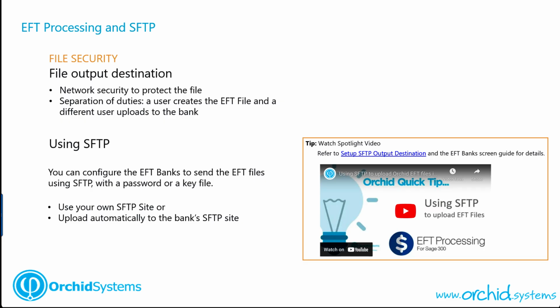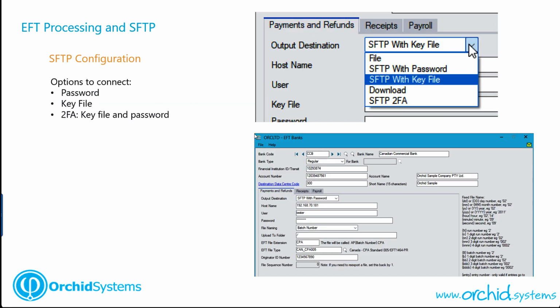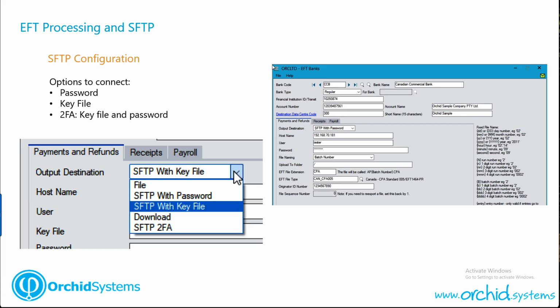Now let's focus on the main points of configuring SFTP. When you configure the output destination to SFTP, there are three options to connect: a username and a password, or a key file and a username, or, with two-factor authentication, a key file with a password to protect the key file. The other options, your file naming options, the file extension, the file type, and the other fields you need on the bank are the same whether you use SFTP or export to a file or download on your machine.